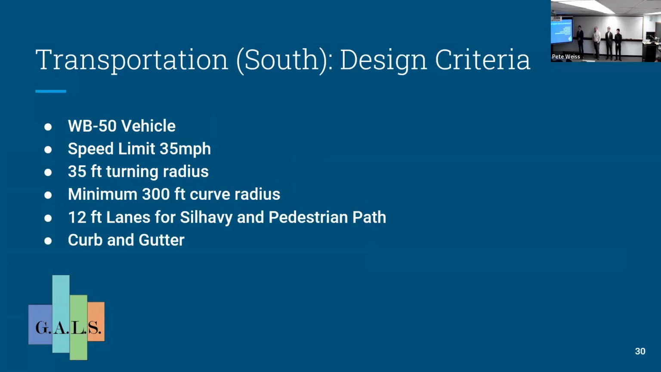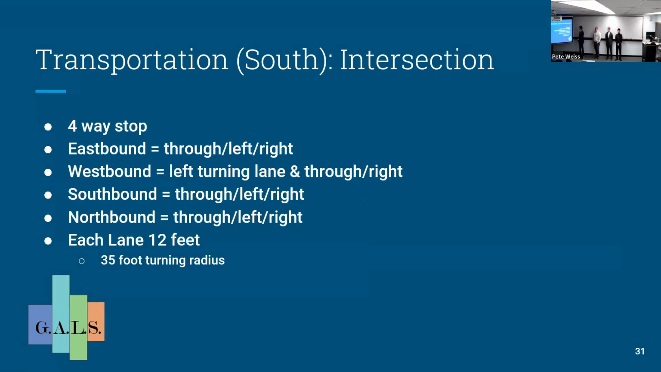So my design criteria, I designed for a W50 vehicle. Along with that, each lane will be 12 feet wide for safety reasons and for the NDOT manual. This will also be in accordance with the bike path. Each turning radius will also be 35 feet, and there will be a curb and gutter.